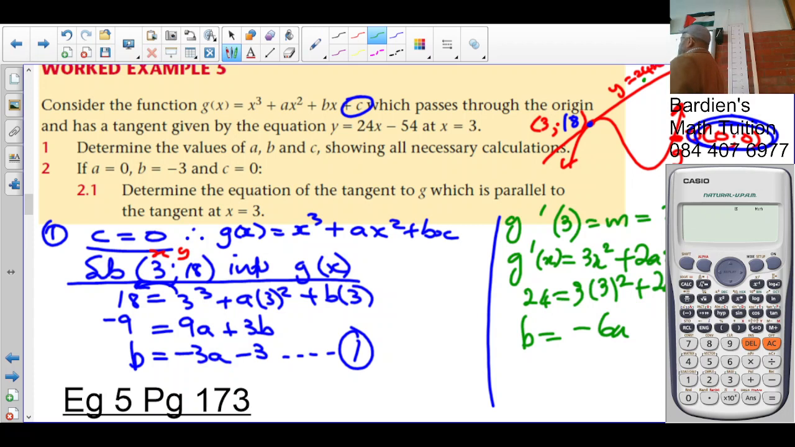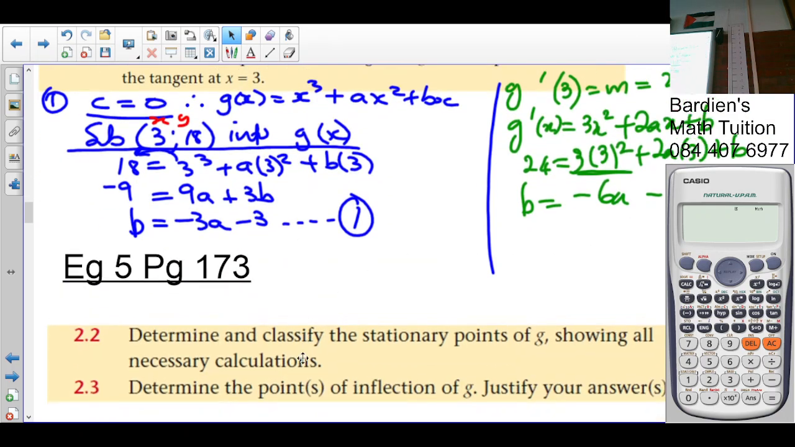What is 24 minus 27? This was 27 here, no? 24 minus 27 is negative 3. Is that correct? Sheila? Right? Right, so this is equation 2. So from here, we're going to do some simultaneous equations there.